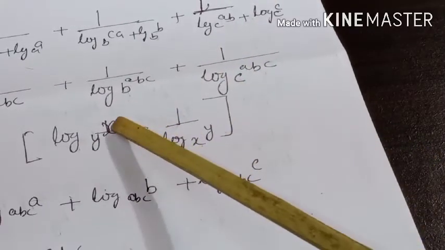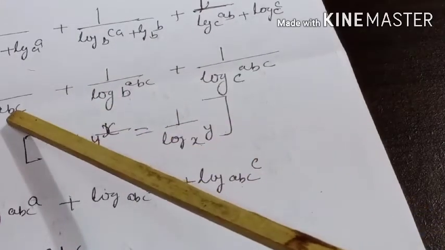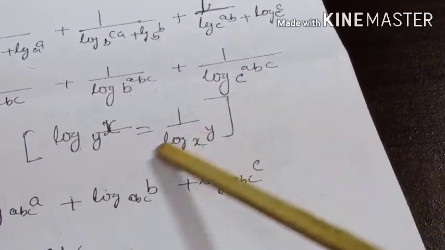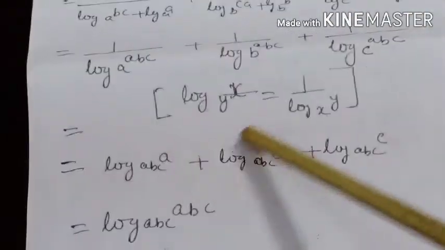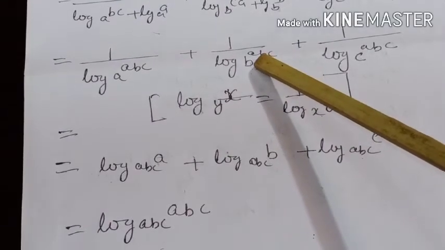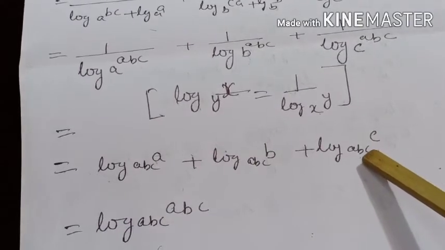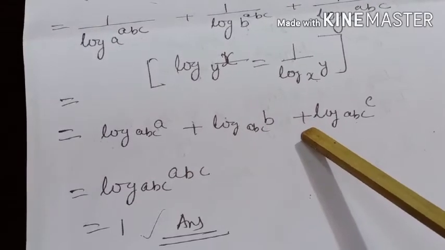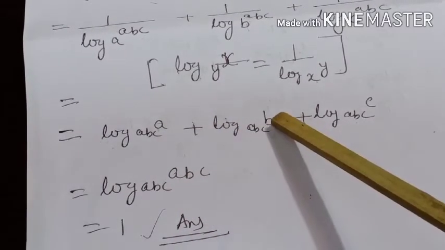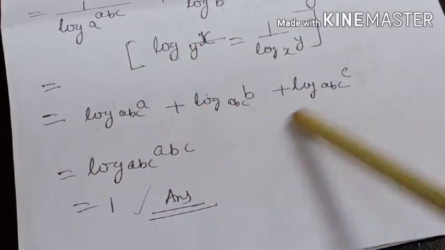Everyone knows that if log x to the base y is there, it can be represented as 1 by log y to the base x. So this one will be represented in the same manner. This will be written as how much? Log a to the base abc. This one will be represented as log b to the base abc, and this one will be represented as log c to the base abc after reciprocation. And now see, plus sign is there, plus sign is there. Following laws of logarithm, this a will be multiplied by b, will be multiplied by c, so it will be log abc, and for every case base is how much? abc. So log abc to the base abc, your result will be how much?